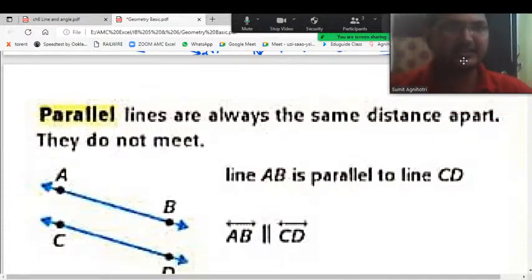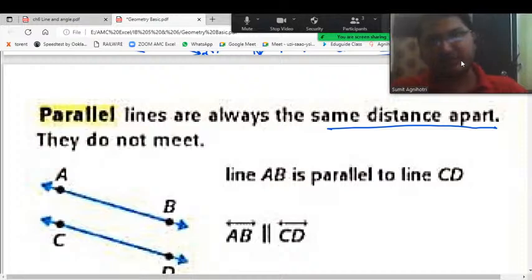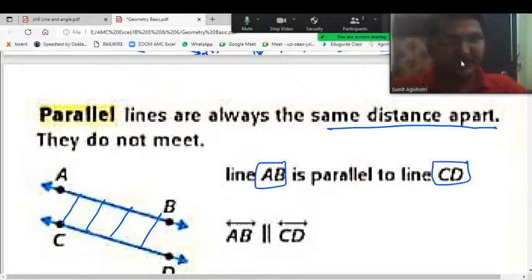The first thing is the parallel lines. Parallel lines are always separated by the same distance. They are always the same distance apart. That means if you consider the distance between these two points, these two points, these two points, these two points, they all are the same.